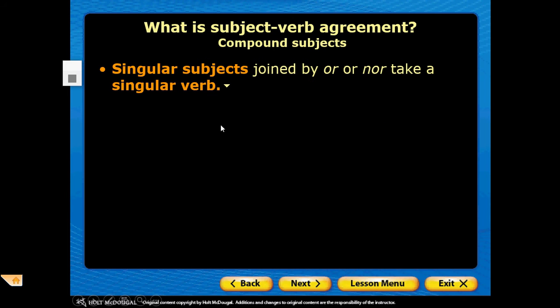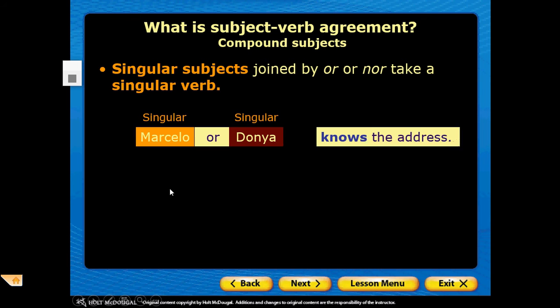Singular subjects joined by or or nor take a singular verb, because at the end of the day, who's going to do the verb? Only one person. Like here, for example. Look at this. Marcelo or Donia knows the address. So who knows the address? Either one of them, not both. So I assume that only one of them knows the address. Therefore we use a singular verb. And the singular verb comes with an S.